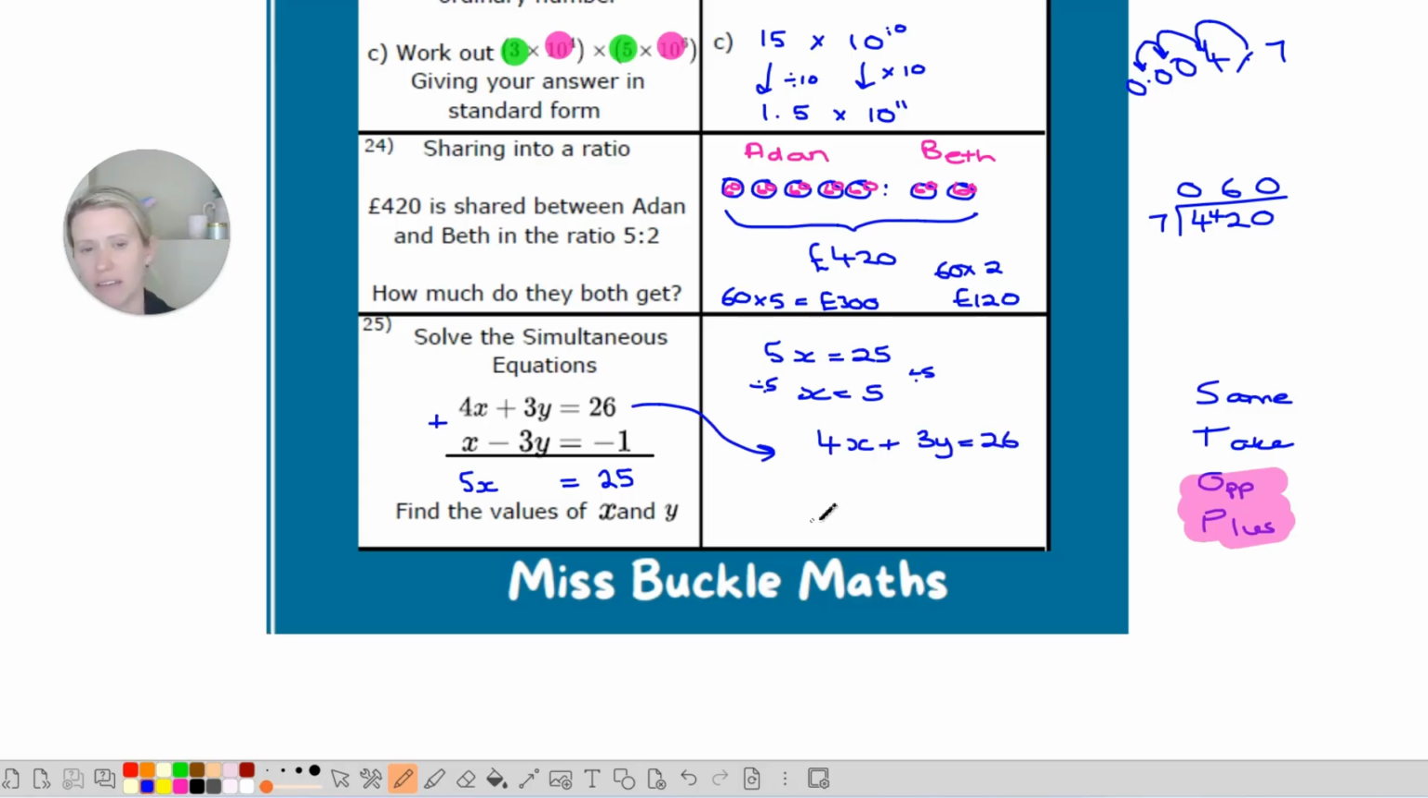Well, if x is 5, 4 times 5 is 20, 20 plus 3y is 26. Subtract your 20 from both sides, 3y is going to be 6. Divide it by 3, y is going to be 2. So we have y is 2 and x is equal to 5.